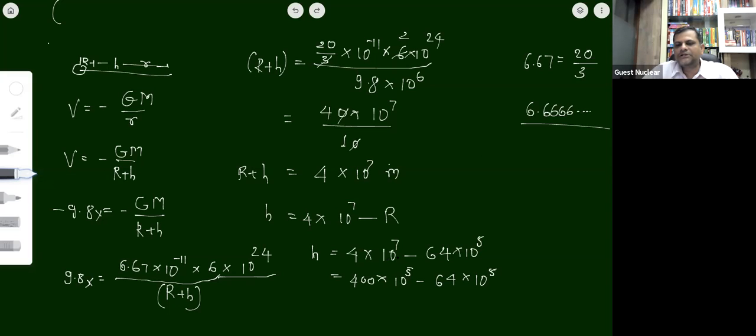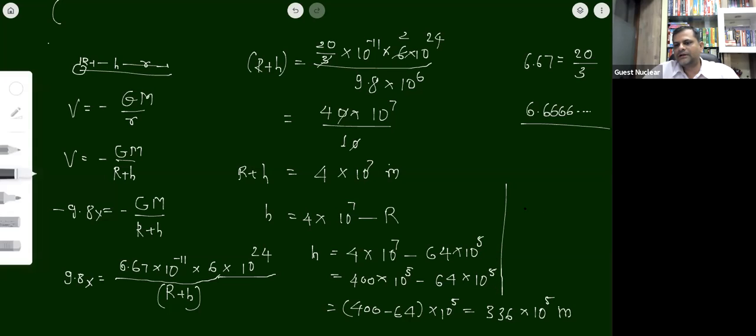तो जब हम सब्ट्रैक्ट करते हैं दो नंबर्स को, तो उनके जो कॉमन पावर्स है वो हमको कॉमन निकालने पड़ते हैं. तो यहाँ पे हमको 400 minus 64 और ये 10 raised to 5 हमको कॉमन निकालना होगा, करेक्ट है? जिससे हमको ये मिलेगा फाइनली 336 and that is multiplied by 10 raised to 5 meter, which can be written in terms of kilometer.